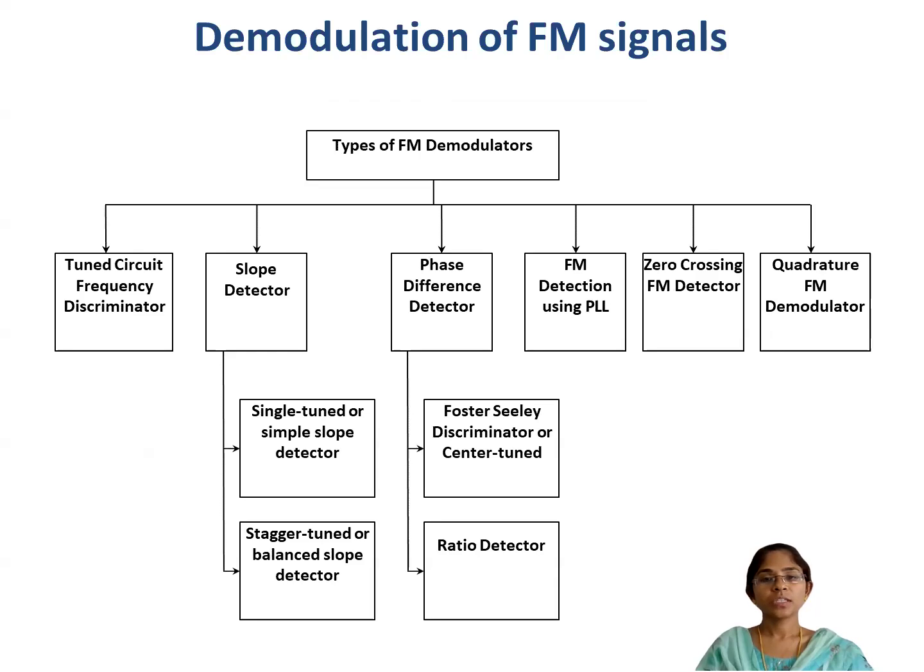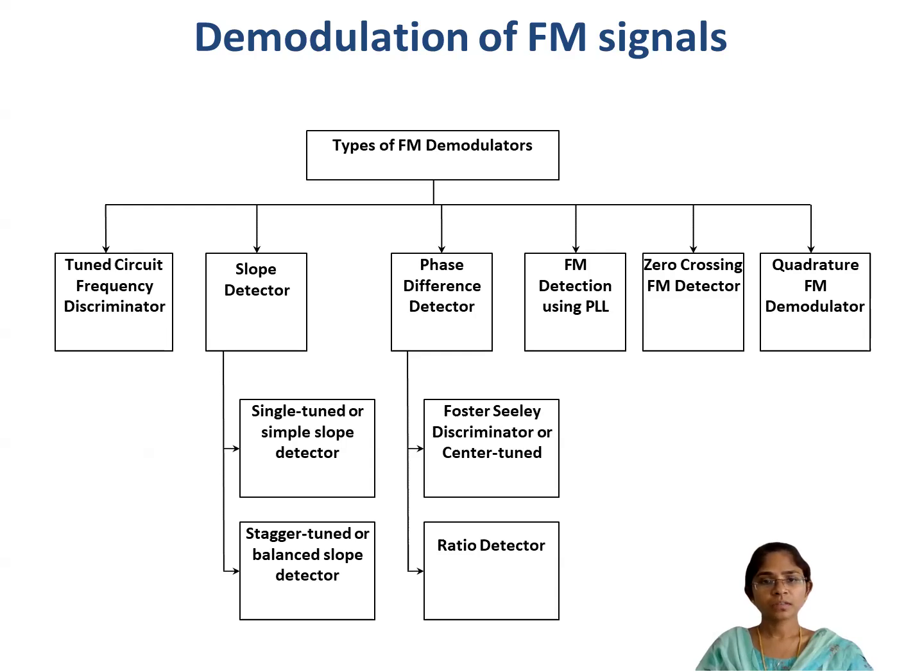Coming to the demodulation, we need to demodulate the FM signal. Demodulation means reproducing the original signal. In the case of an FM signal, frequency variations will be there, and the FM signal is the input to the demodulator. First we need to convert frequency variations into amplitude variations. This amplitude modulated signal along with the FM is given to the envelope detector, and from that you will get the original message signal.